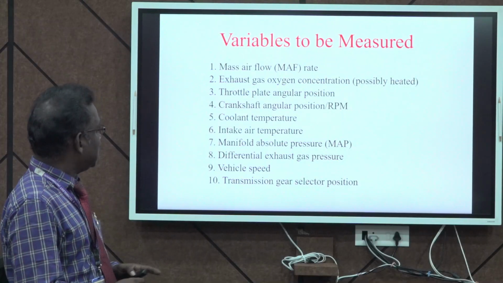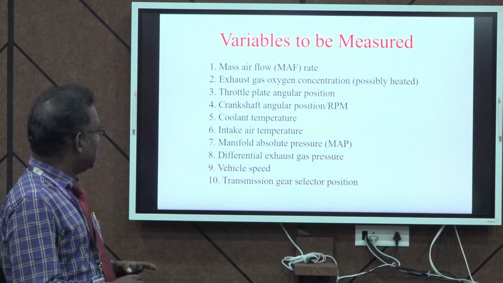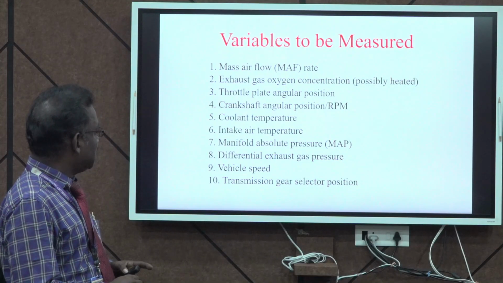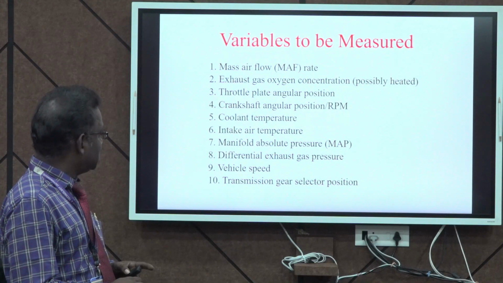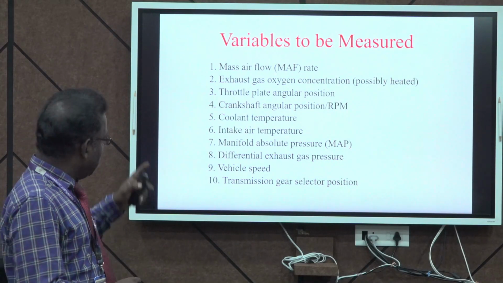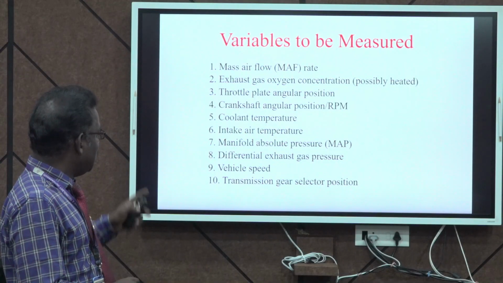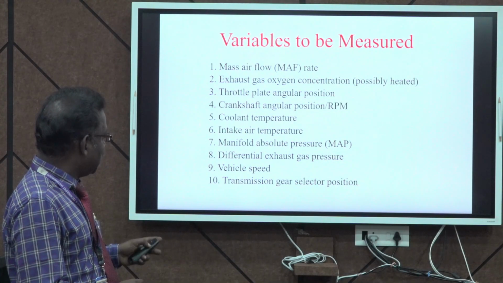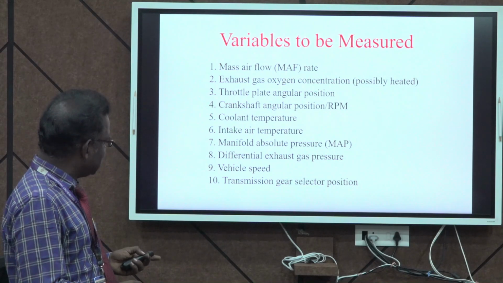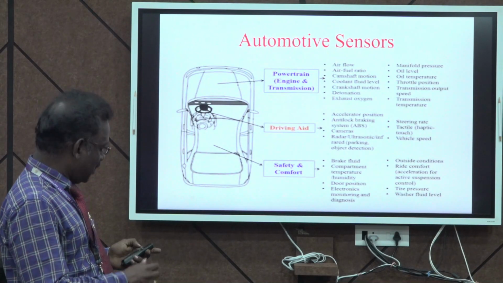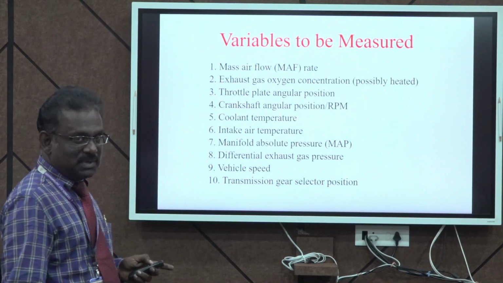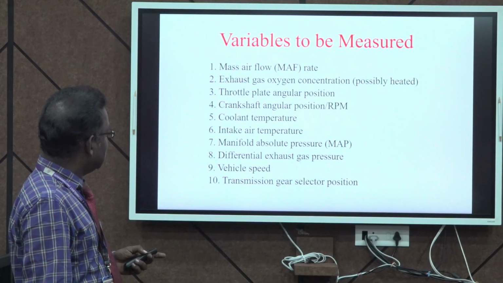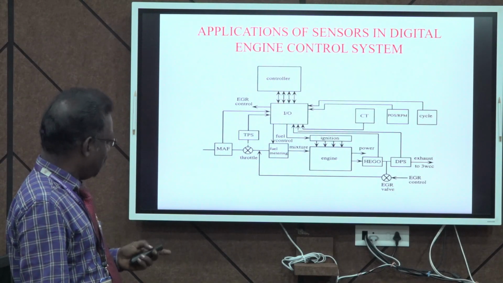The first one is the mass airflow rate sensor. The next ones are the exhaust gas oxygen concentration sensor, throttle plate angular position sensor, crankshaft angular position or RPM sensor, coolant temperature sensor, intake air temperature sensor, manifold absolute pressure sensor, differential exhaust gas pressure sensor, vehicle speed sensor, and transmission gear selector position. So for measuring these variables in an automobile, we will have different types of sensors as shown in this block diagram.